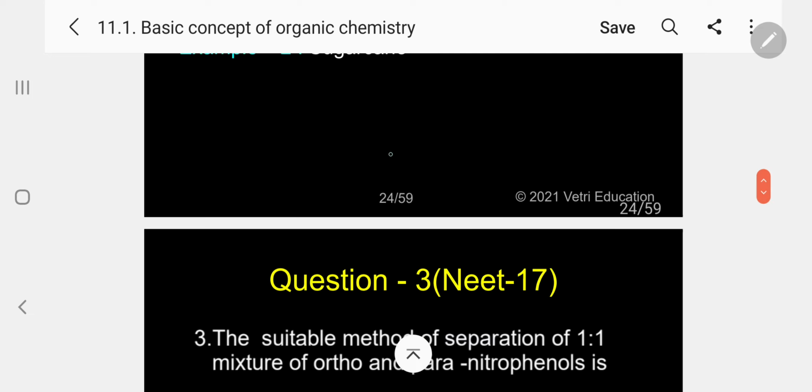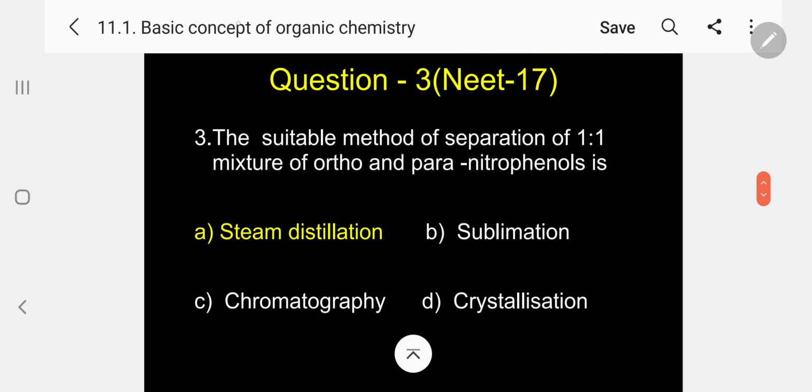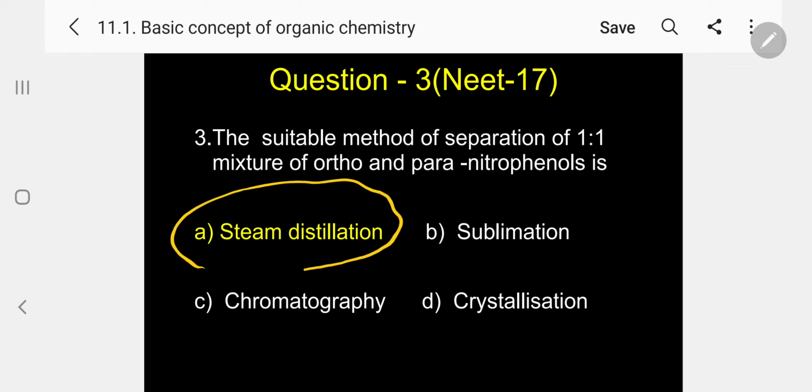So now come our questions. Please follow. The suitable method of separation of a 1:1 mixture of ortho and para-nitrophenol is steam distillation. Only because orthonitrophenol is very highly volatile, it comes easily. It will come out first, then second only the para-nitrophenol. So you will collect orthonitrophenol and para-nitrophenol separately using different receivers. So we can easily separate them by steam distillation.